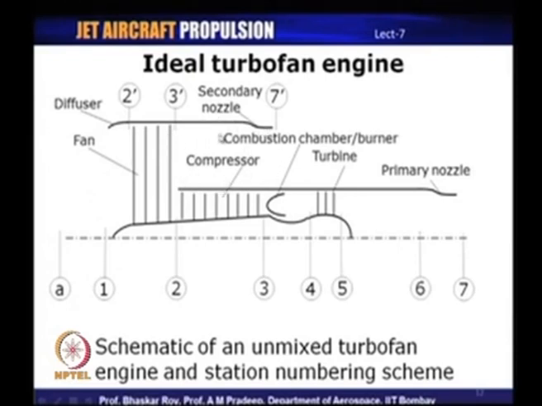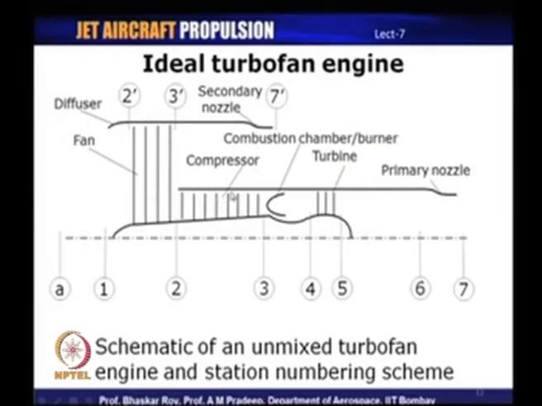So, there is a bypass duct which surrounds the core engine, and then this bypass duct will exhaust through a secondary nozzle in the case of an unmixed turbofan. And so, after the diffuser we have a fan, part of the fan mass flow goes through the compressor, but a larger mass goes through the bypass duct, which gets exhausted through the secondary nozzle.